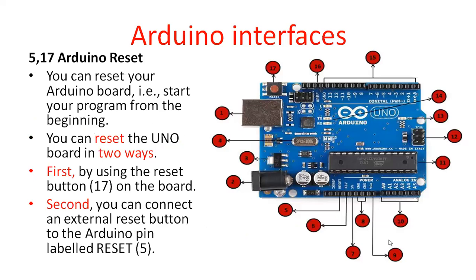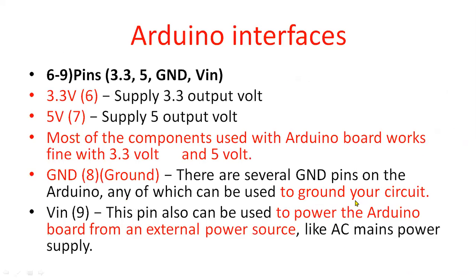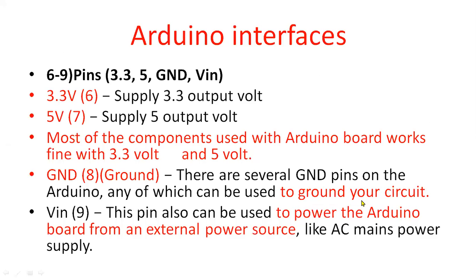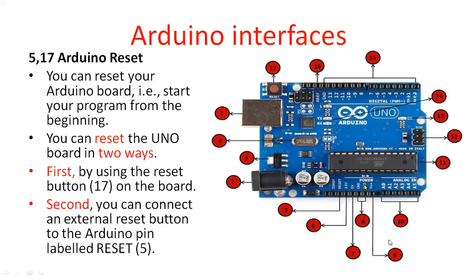Here coming to the 8th pin. In this case, the 8th pin is a ground pin. What is a ground pin here? There are several ground pins on the Arduino board, any of which can be used to ground your circuit. That means you will use any one of the pins here. For example, here 2 different pins are there, G and D, G and D pins, and then here is a G and D pin.